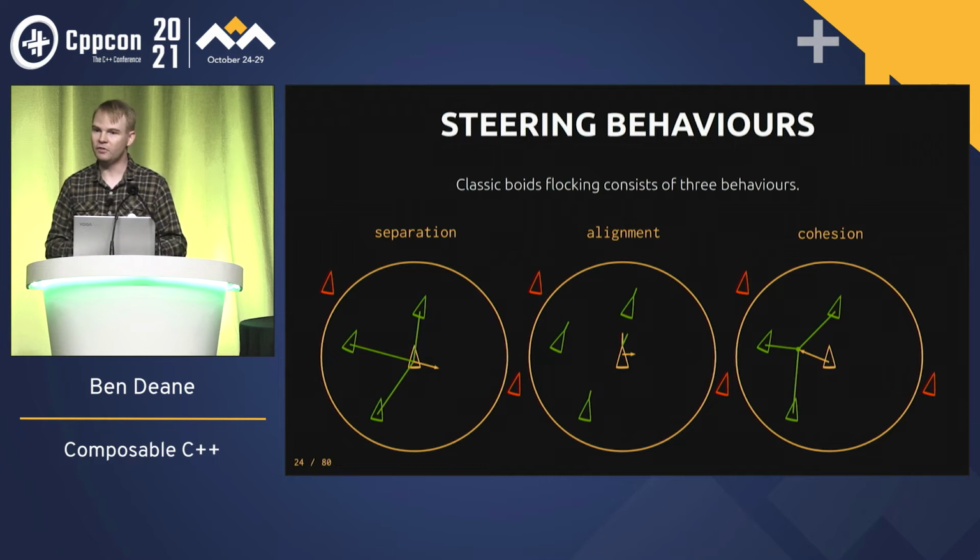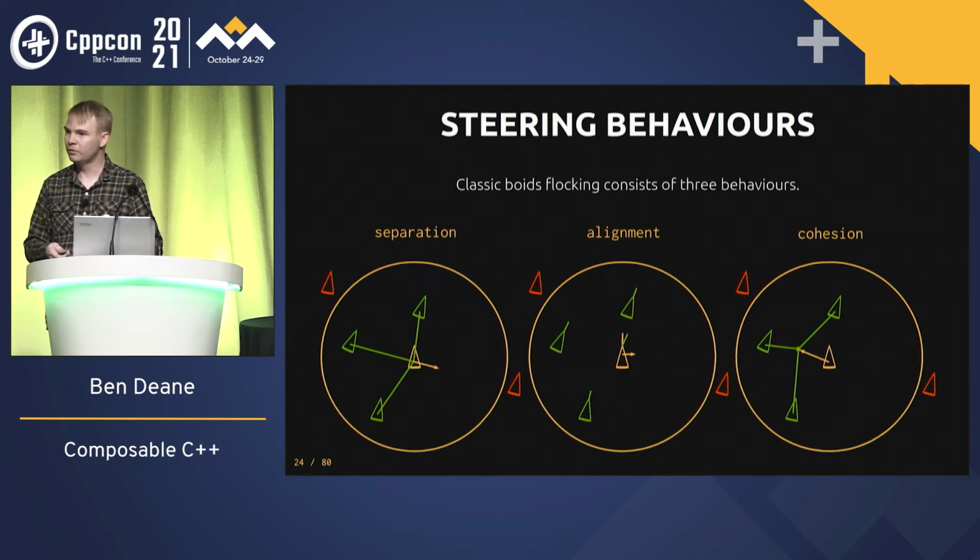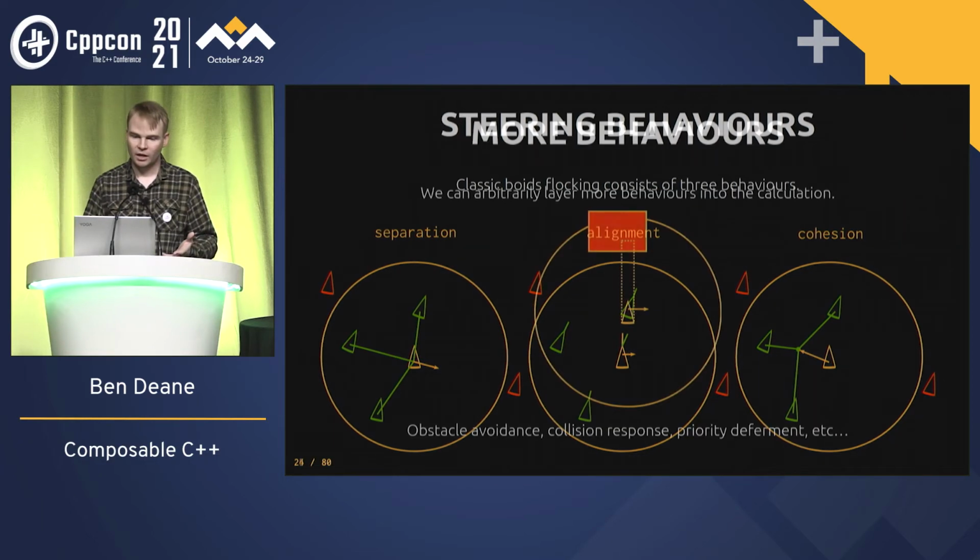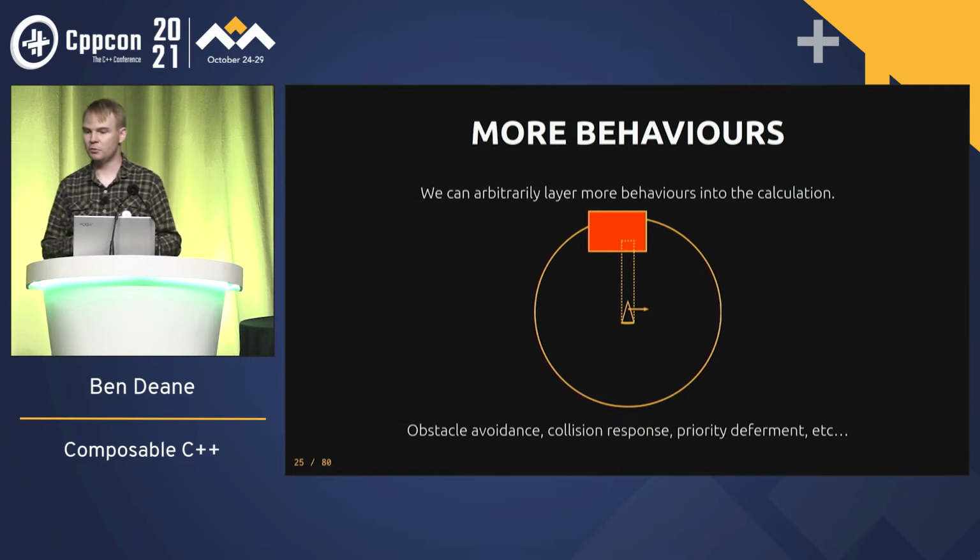It doesn't let you get too far out of whack with your neighbors. Given these three simple behaviors that compose using just that force vector, you get emergent flocking behavior of boids. And we can layer on more behaviors. We can imagine any number of behaviors to layer on here.